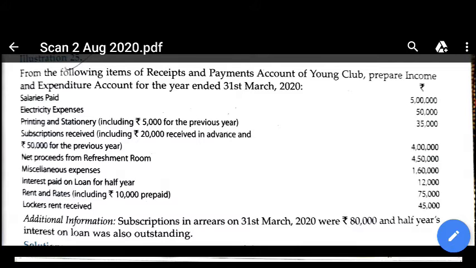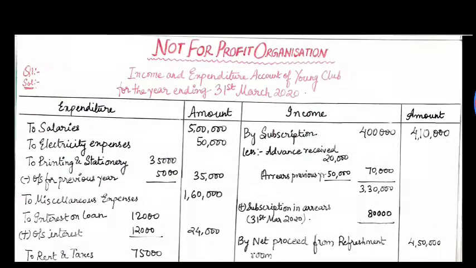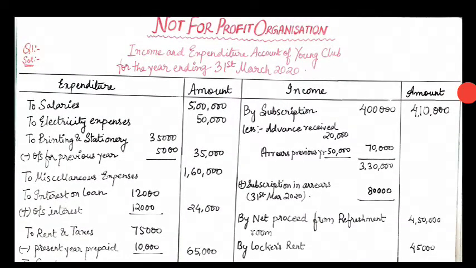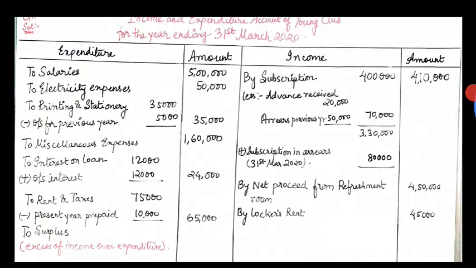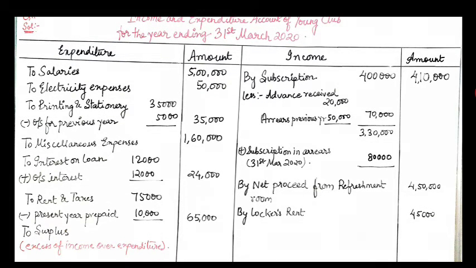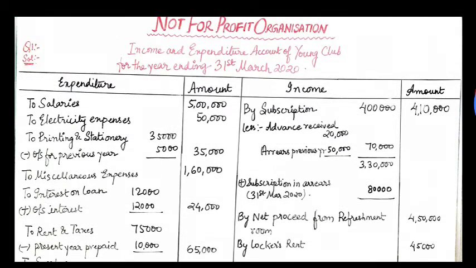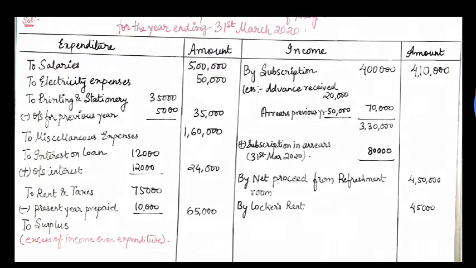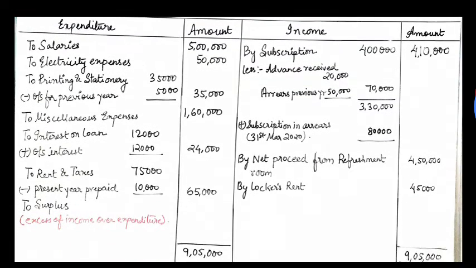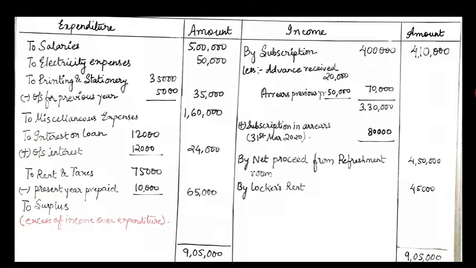So directly moving on to the solution of the question, we need to draw the income and expenditure account, where we have the expenditure amount, the income amount, and at the top we have to write down Income and Expenditure Account of Young Club for the year ended 31st March 2020. Let us look at the expenditure side.